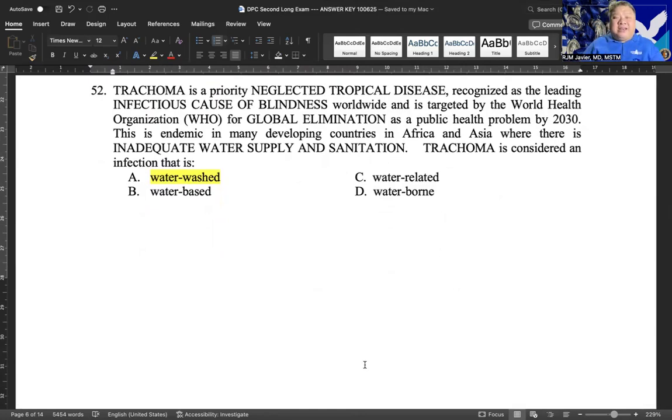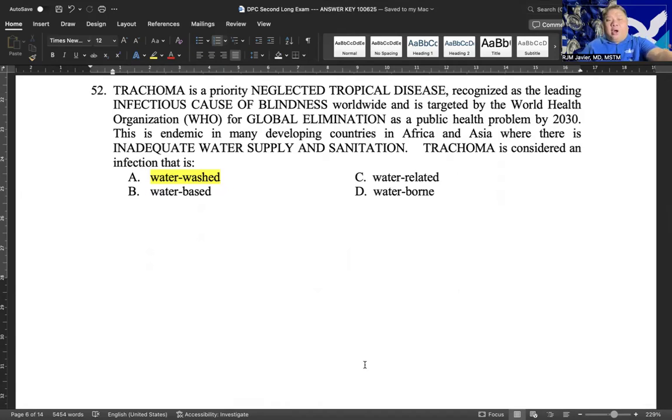Next, trachoma is a priority neglected tropical disease, recognized as the leading infectious cause of blindness worldwide, and is targeted by the World Health Organization for global elimination as a public health problem come 2030. This is endemic in many developing countries in sub-Saharan Africa, as well as in developing nations in Asia, where there is inadequate water supply and sanitation. I think this is the clue rather to the answer key.